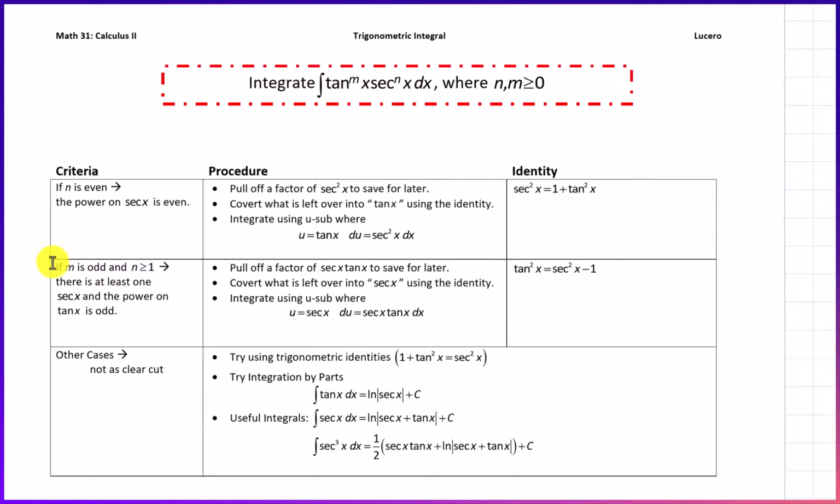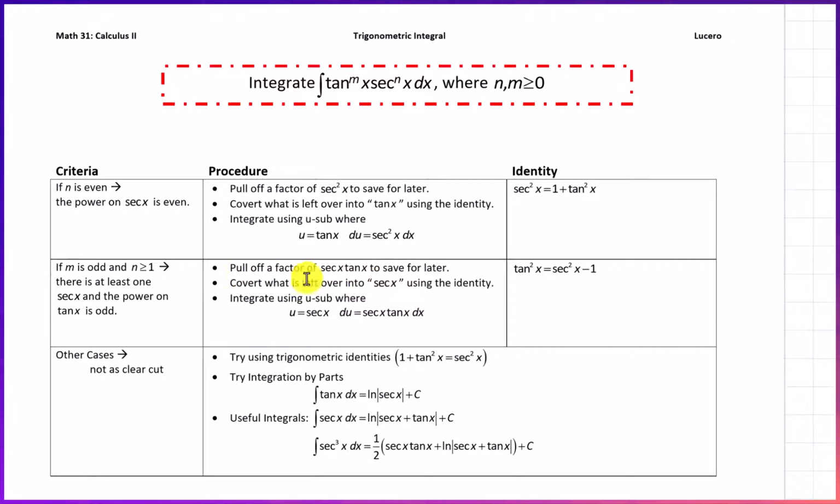So here, this one is kind of a specific criteria, but if m is odd, so if the power on the tangent is odd, and n is greater than or equal to 1. So basically, if we have at least one secant and the power on the tangent is odd, what we're going to do is pull off a secant and a tangent. So we're going to pull a secant tangent off. We're going to save it for later. That's going to be for our u sub that comes later.